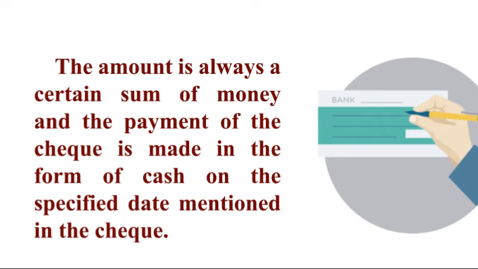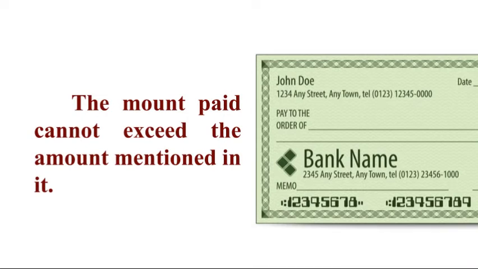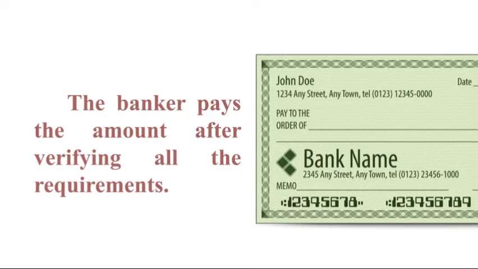The amount is always a certain sum of money and the payment of the check is made in the form of cash on the specified date mentioned in the check. The amount paid cannot exceed the amount mentioned in it. The banker pays the amount after verifying all the requirements.